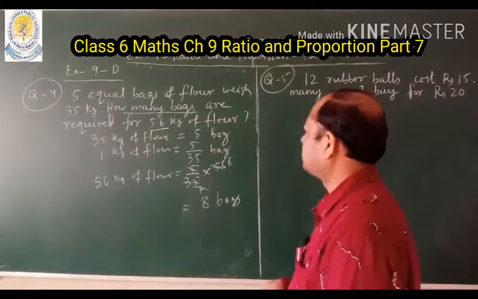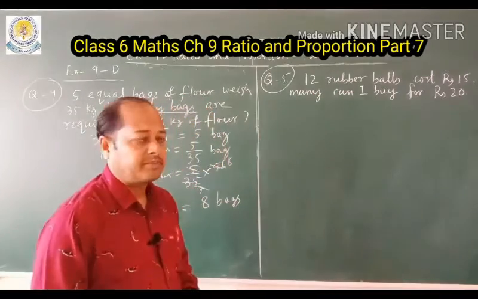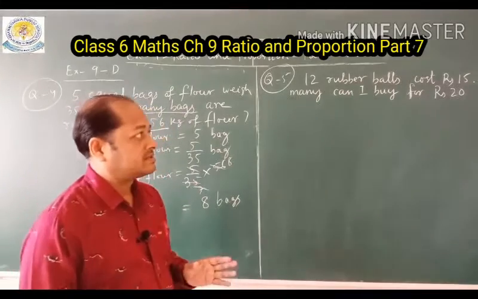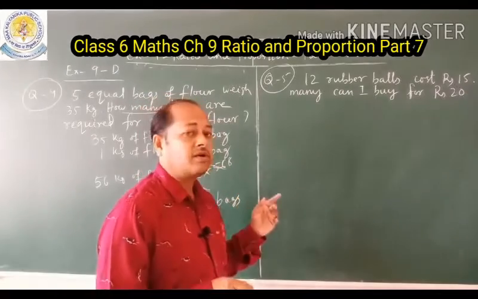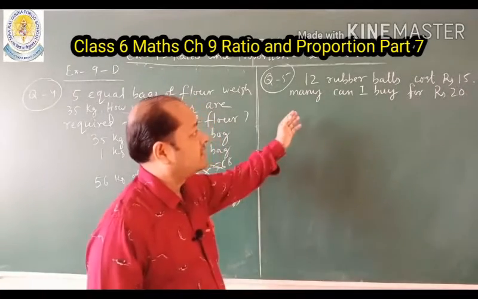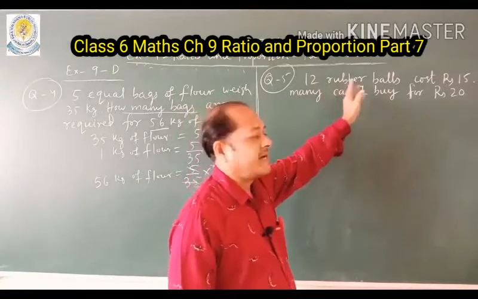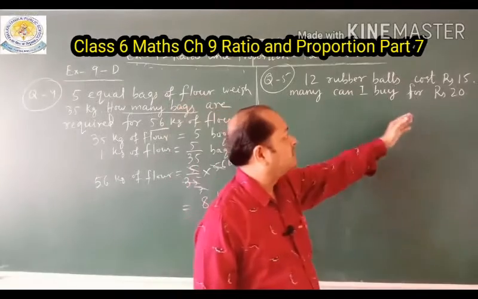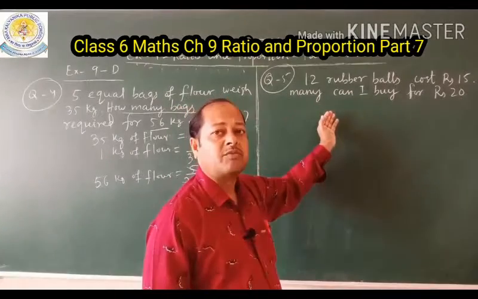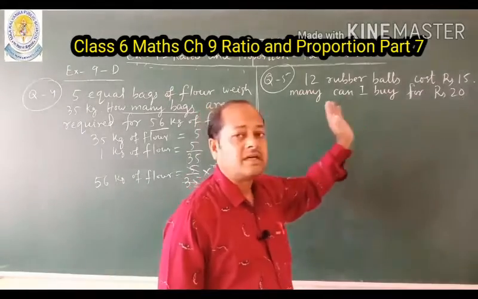Now coming to the next question from the same exercise, question number 5. 12 rubber balls cost 15 rupees. How many can I buy for 20 rupees? So what is it asking here? In the first sentence 12 rubber balls and the cost are given. In the second sentence the cost is given but the number of balls is what is being asked. So whatever quantity is being asked, make it the right hand side.